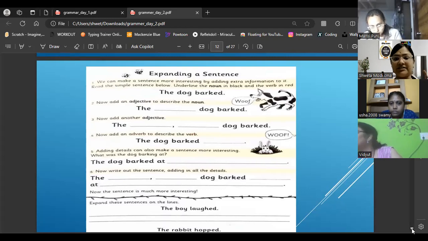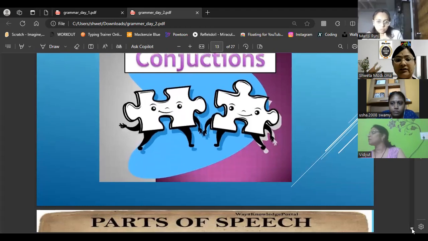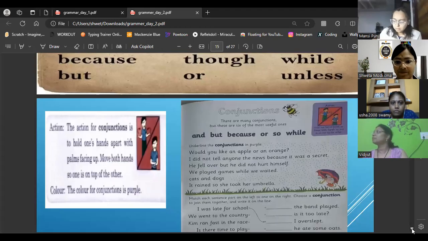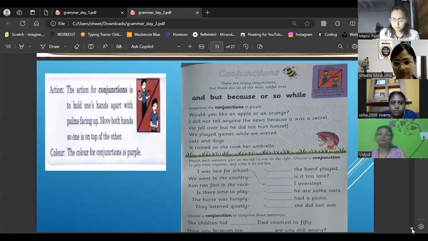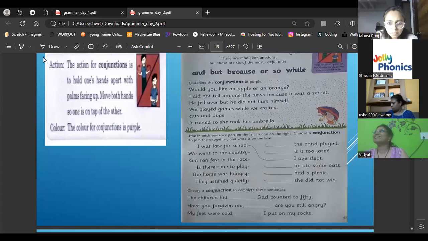Okay, what are conjunctions and prepositions we'll be doing? So these are conjunctions, joining words. Okay, I'm giving you again 1 minute to solve this worksheet, or if you quickly solve this, you have to discuss with each other.